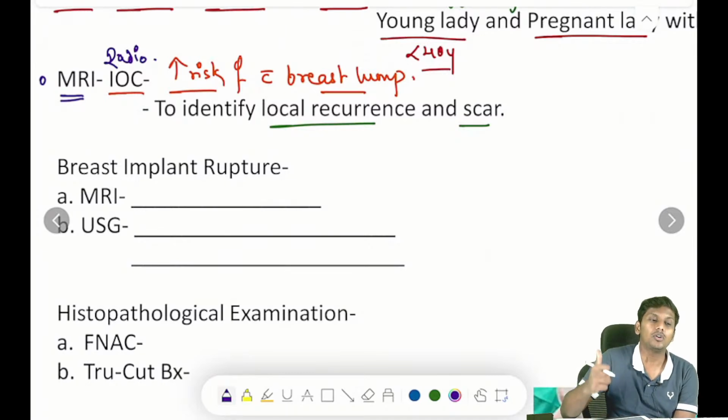High risk का मतलब बच्चों family history of breast cancer or a female with BRCA gene mutation. ठीक है, that is what is a high risk.